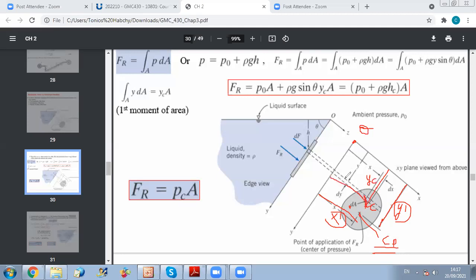Okay, and here in this figure, when you project, you can just see Y, you cannot see X. So if the centroid is here, let's say its projection, this is Y of C. And this is the center point, which is always below the centroid of the area. This is called CP, center of pressure. And this is Y prime.